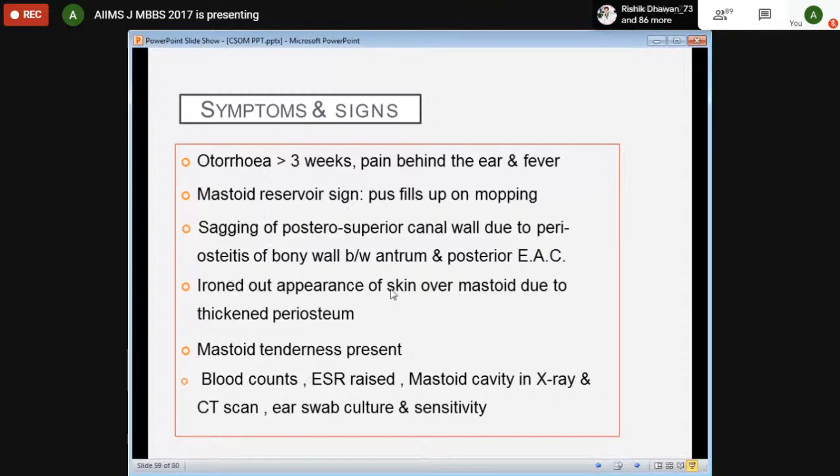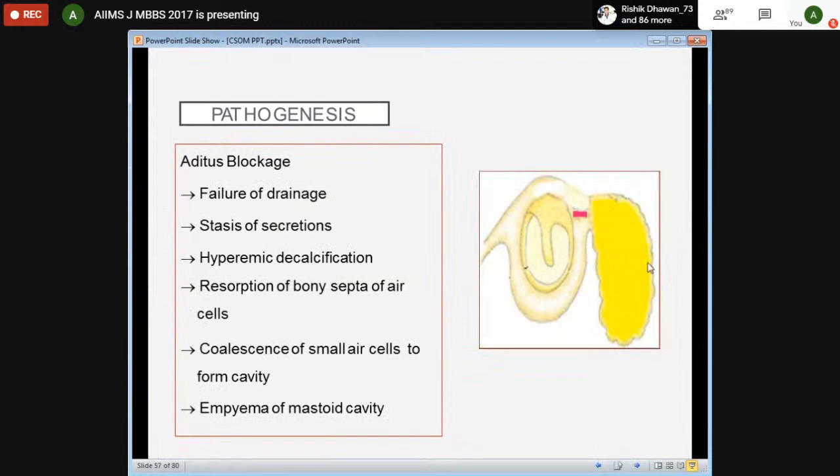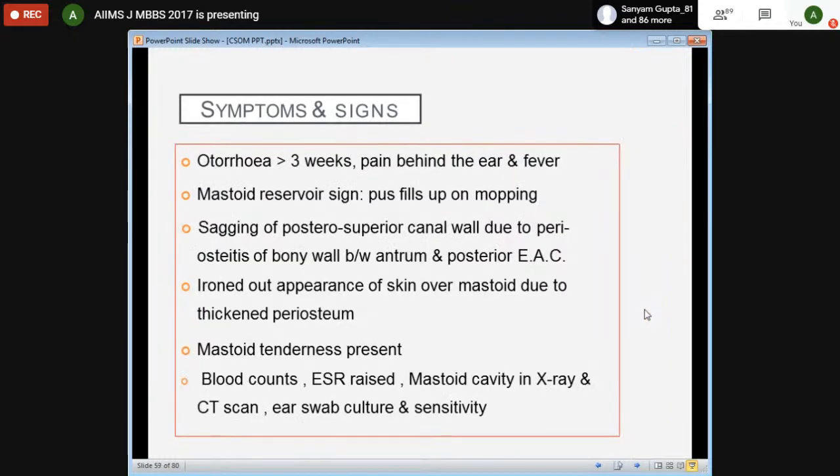Ironed-out appearance of the skin over the mastoid is due to thickened periosteum. What happens is that outside the mastoid bone there is the periosteum and skin. When pus bulges out below the periosteum, there is a swelling and edema. It is smooth. Usually the mastoid bone, if you palpate behind the ear, is irregular. But when there is pus behind the periosteum, there is a smooth appearance, known as the ironed-out appearance.